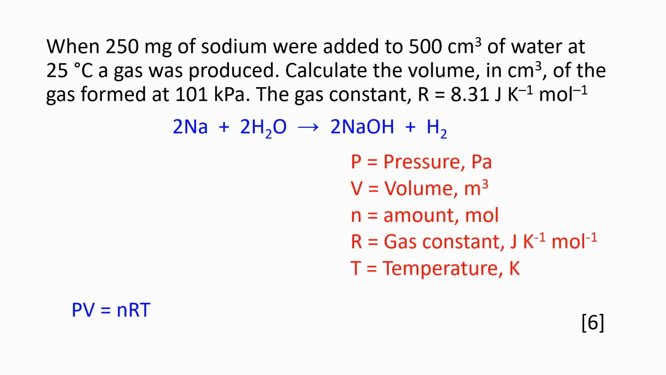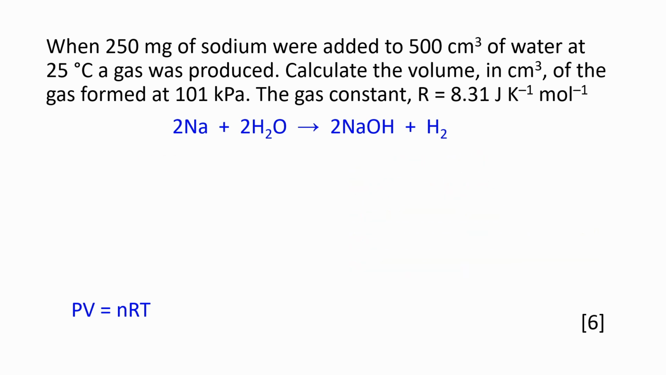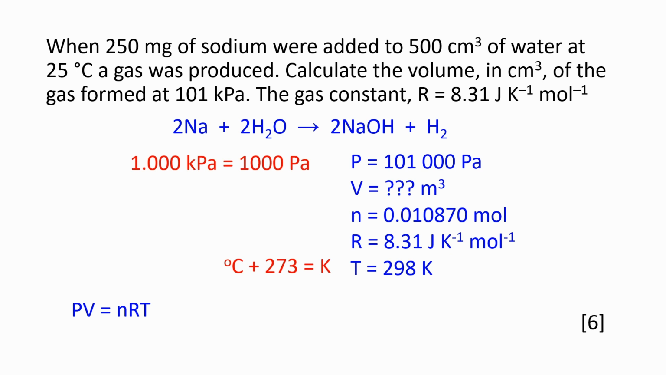The ideal gas equation is PV equals nRT. P is pressure in pascals, V is volume in meters cubed, n is amount in moles, R is the ideal gas constant in joules per Kelvin per mole, and T is temperature in Kelvin. You have to know the correct units for each of these variables and how to convert between units.